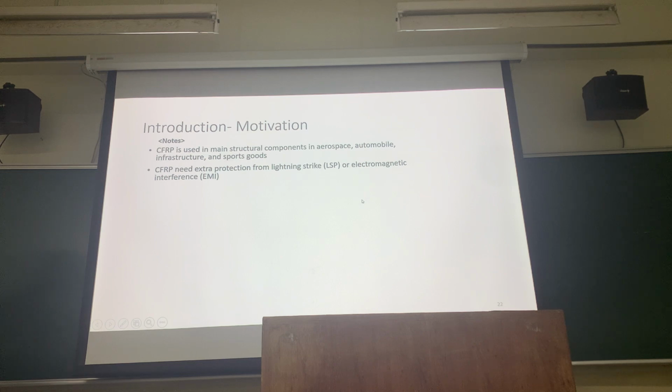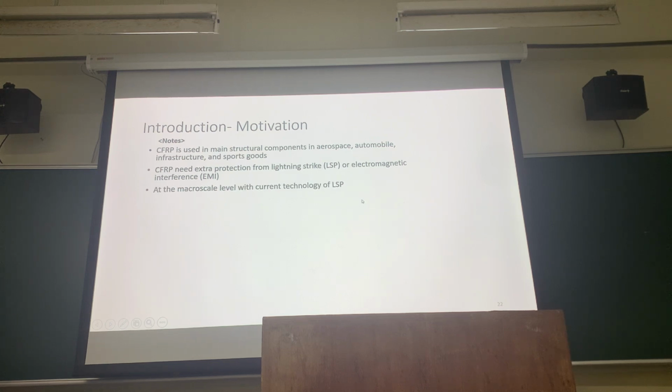CFRP, as I mentioned, is used a lot in aerospace, like a commercial jet flying in the air. When you fly in the air, there's always some lightning strike going on. And right now we're promoting 2050 carbon emission goals. So nowadays commercial flights actually change to using CFRP material, which is lighter and has half the strength. So right now there are a lot of reasons to deal with lightning strike or EMI.